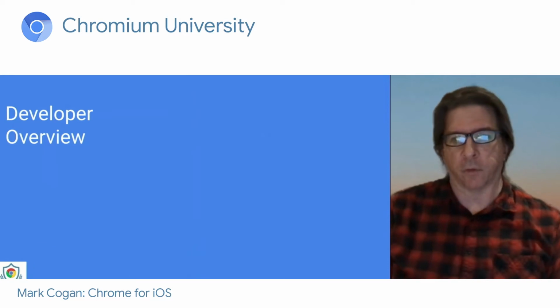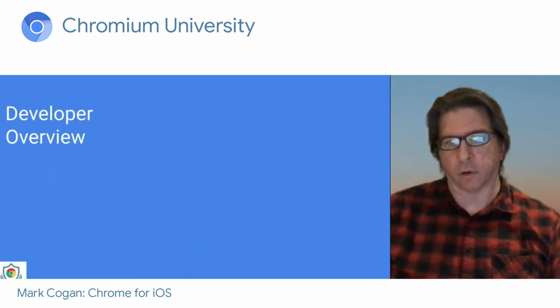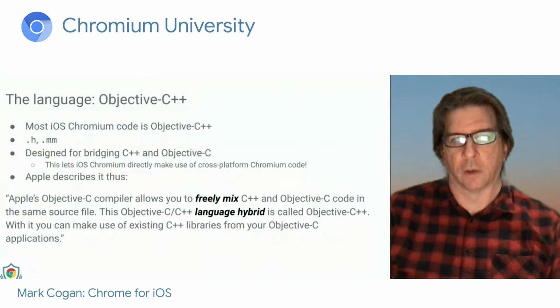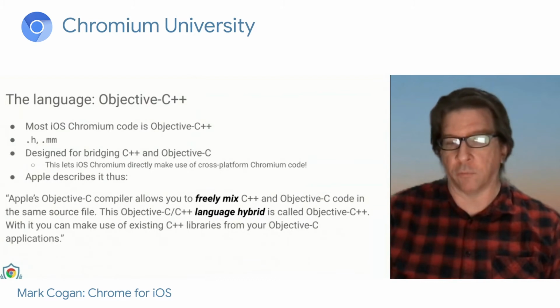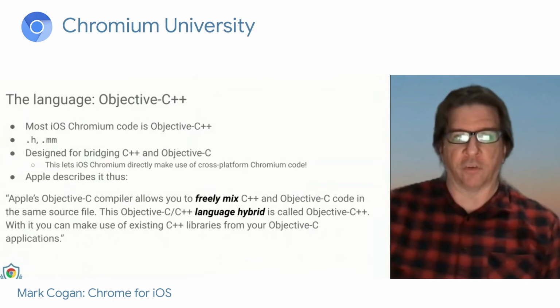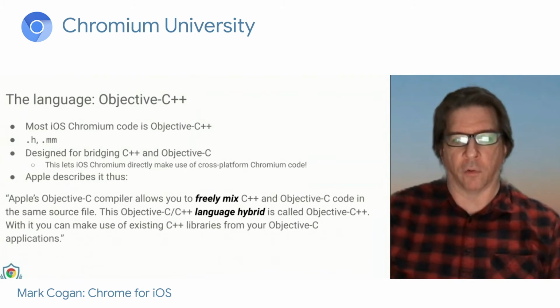I'm going to talk a bit about some of the peculiarities that you will encounter as a developer in iOS Chrome. The first thing you might find confusing is the language. iOS Chrome is, for the most part, written in Objective-C++. So that is C++ intermingled with Objective-C, which is one of the languages that can be used for building iOS apps. These are both C derivatives. They share the same compiler. They both compile with Clang. And Objective-C++ allows you to fairly freely mix C++ and Objective-C code.